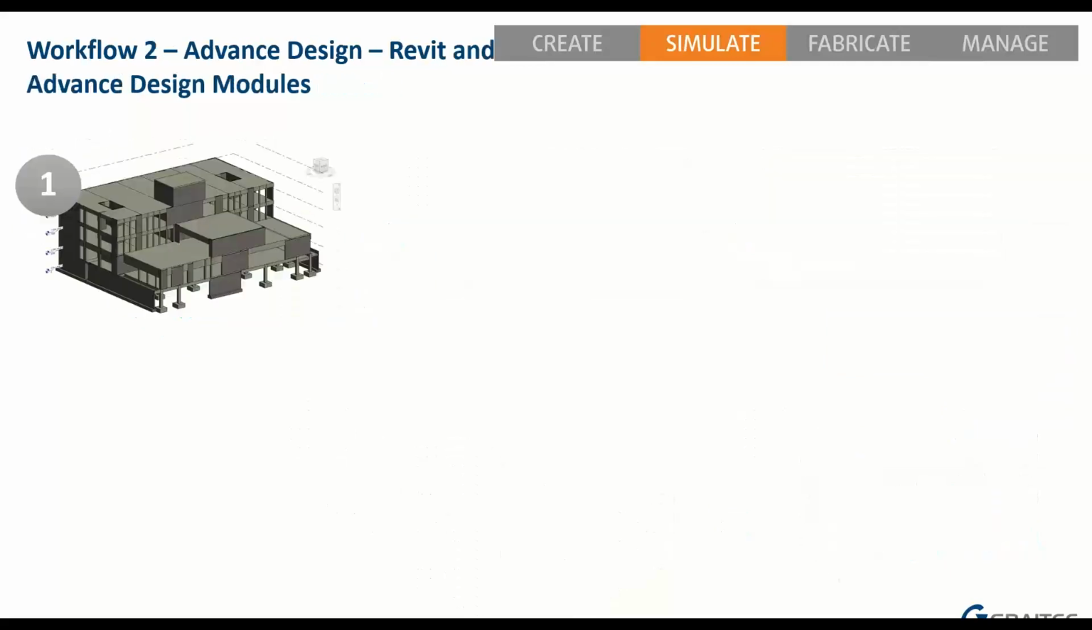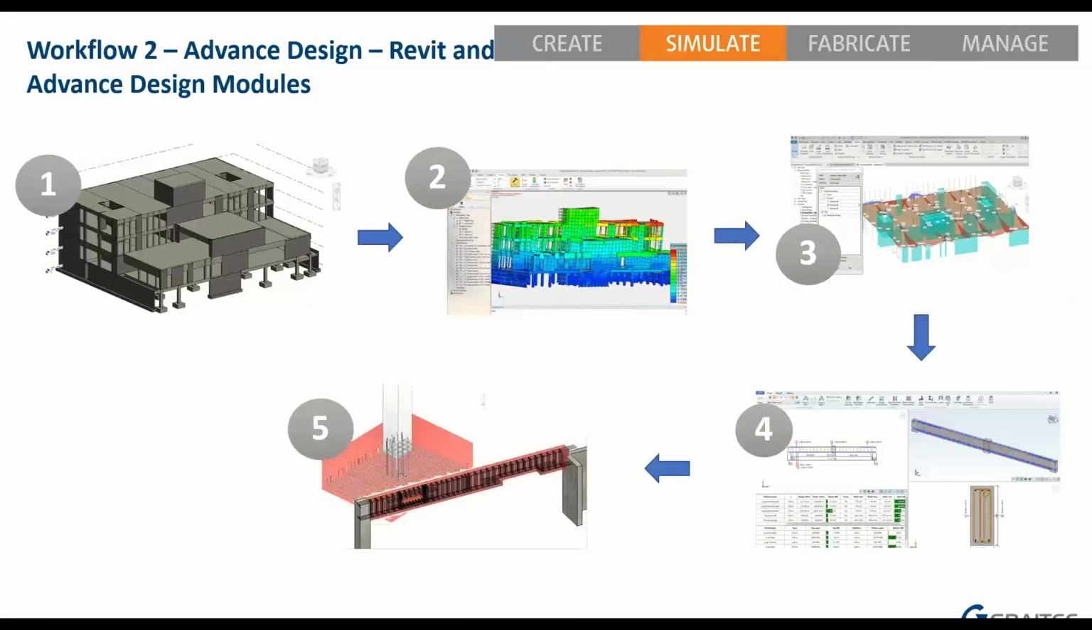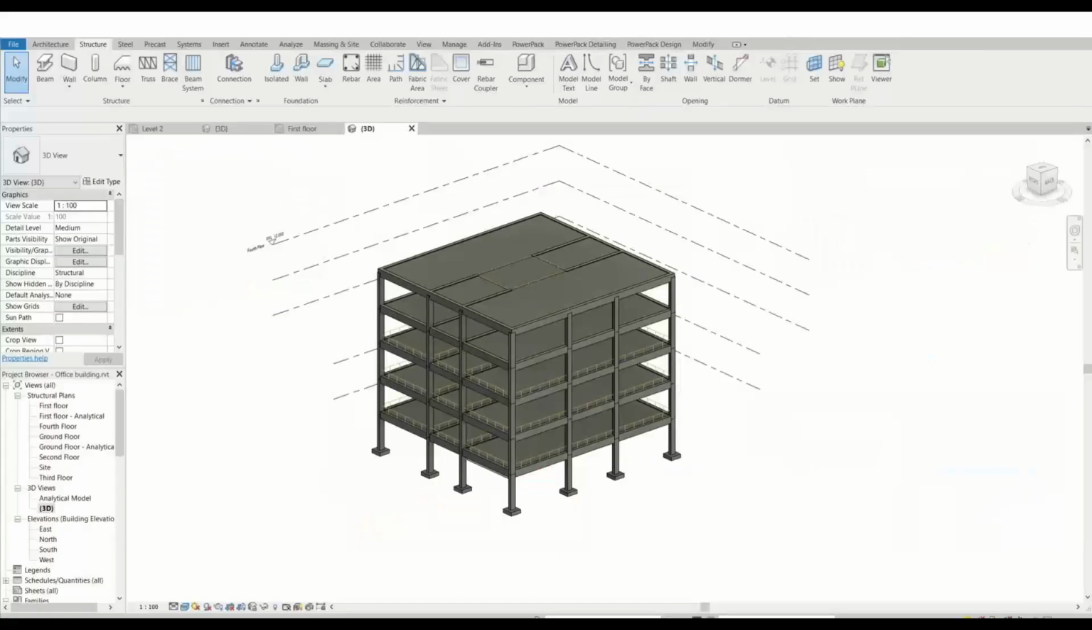So today it's going to be a little bit different. The first few steps are similar. We're going again from Revit to Advanced Design, having a look at the FEM results. And then this time we're actually going to have a look at the design module, so designing the members using the concrete design module in Advanced Design, and then exporting that back to Revit. So let's see this in action.